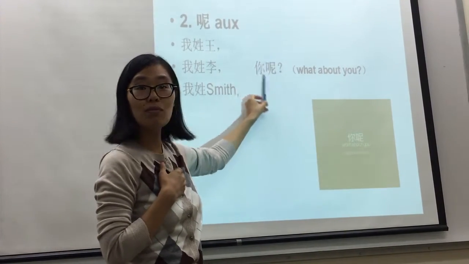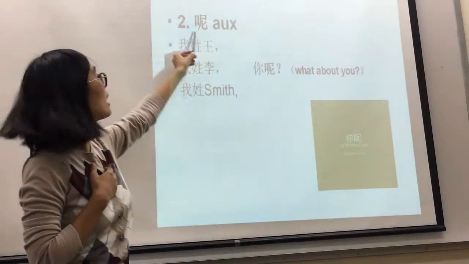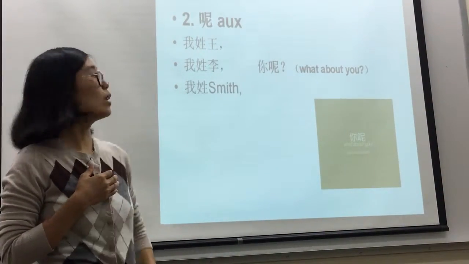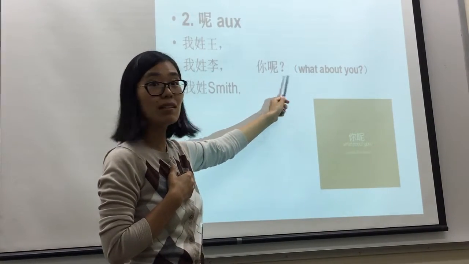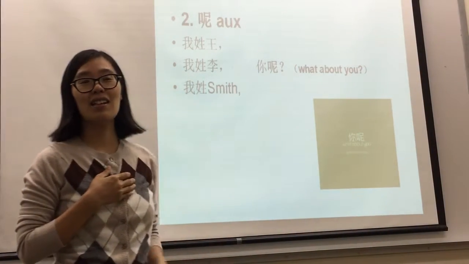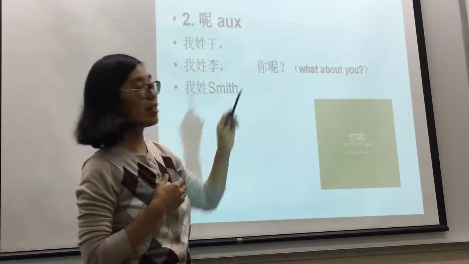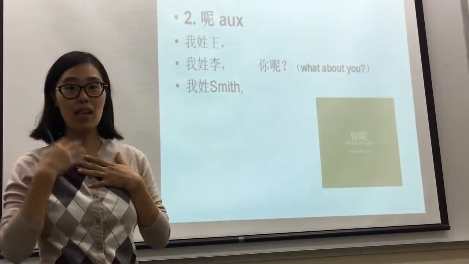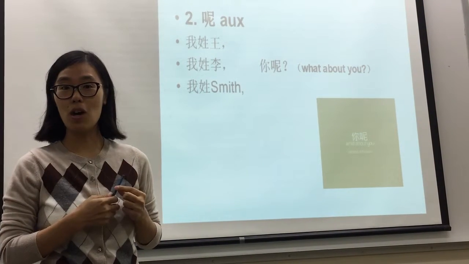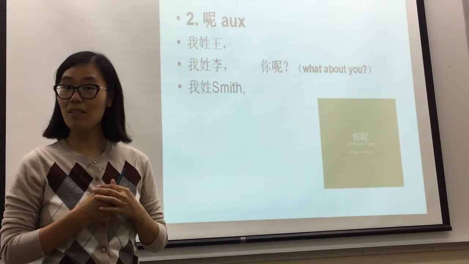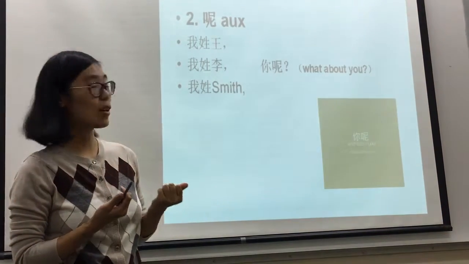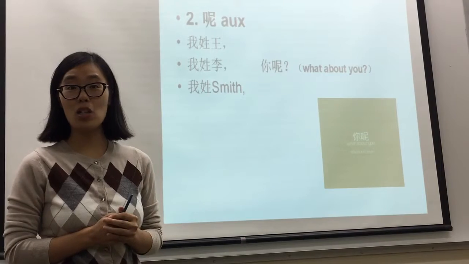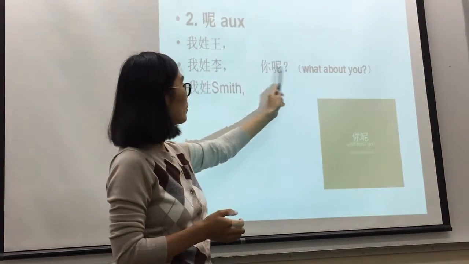How about you? 你呢? Ne here is just an auxiliary word behind the question. So just remember 你呢? This is very common used this sentence as a question. For example, I'm fine, thank you. And you? How about you? 我很好，你呢? And what else? I had pizza last night. 我昨天晚上吃了披萨。What about you? 你呢?